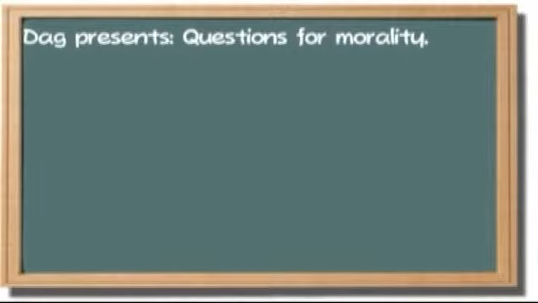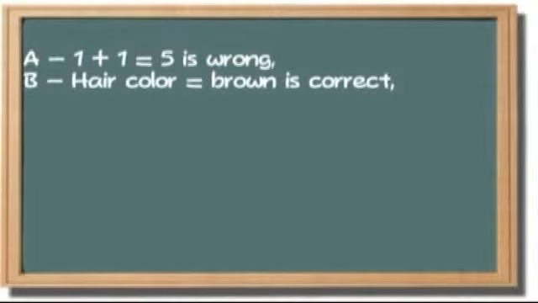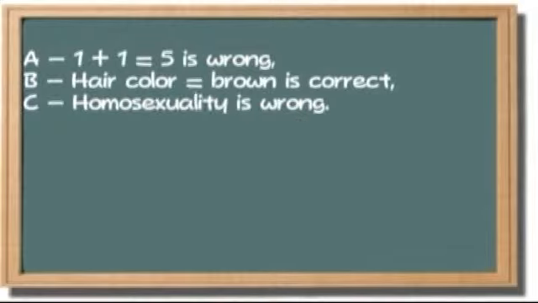Today I'd like to talk about morality. Please consider the following three statements. First, 1 plus 1 equals 5 is wrong. Second, the color of my hair is brown is correct. And third, homosexuality is wrong. One of these statements is not like the others.